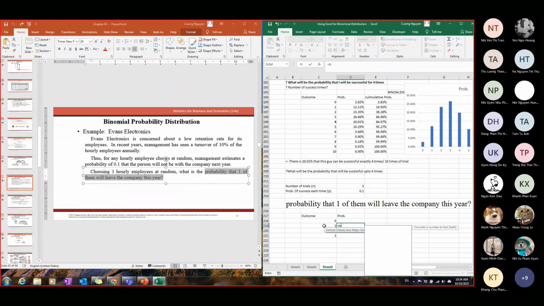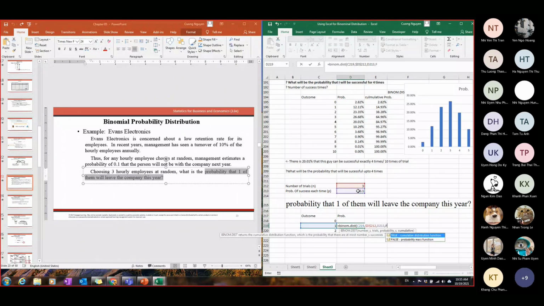We'll use the same function, binom dot dist. Okay, and the number of successes will be 1 only. Trials will be 3. The probability of success will be 10%, and cumulative false.